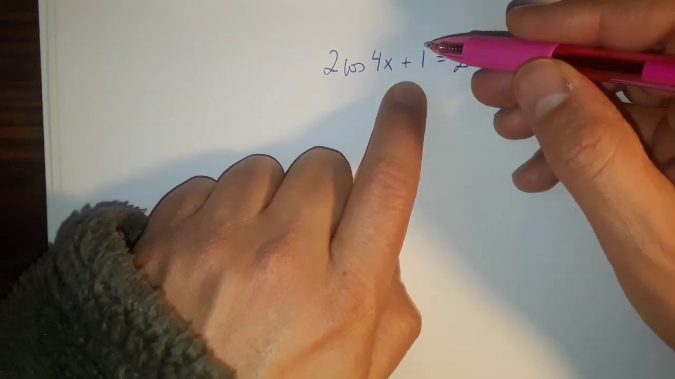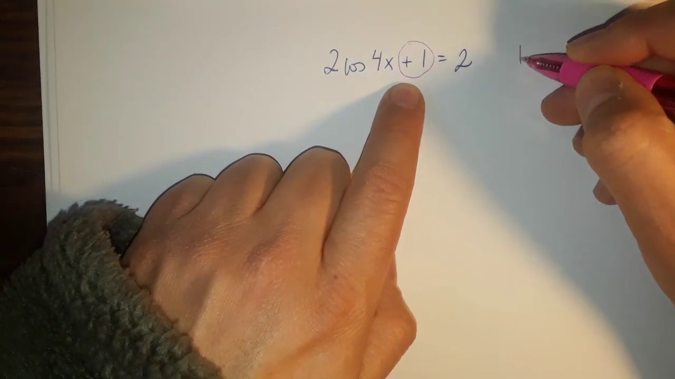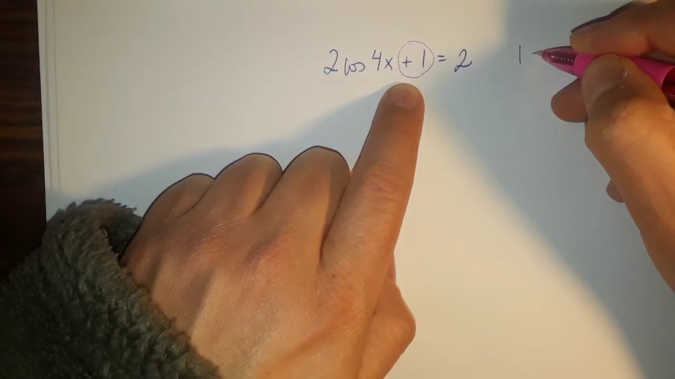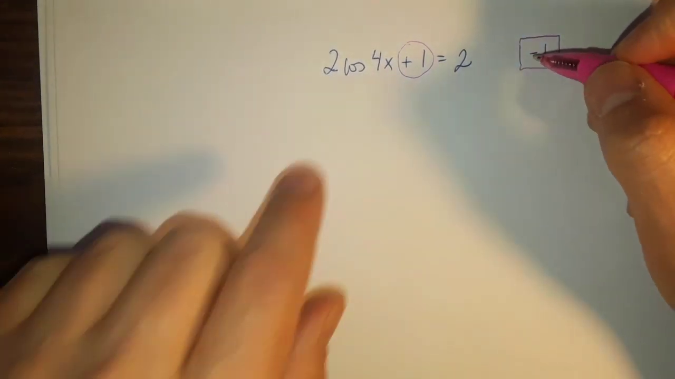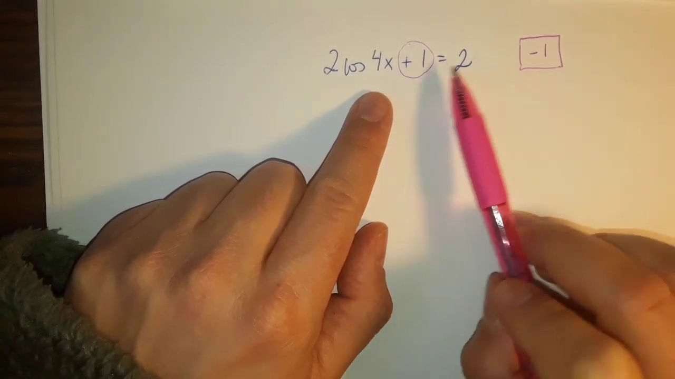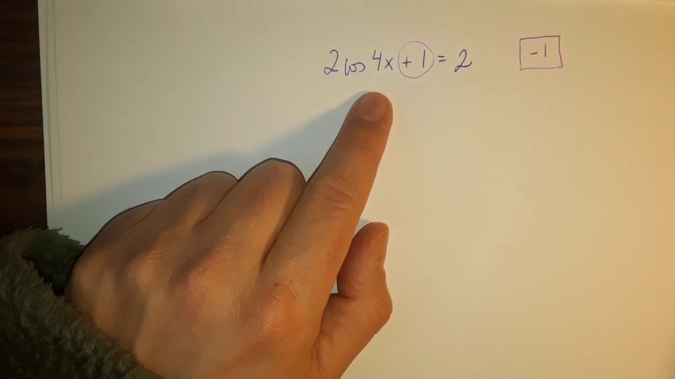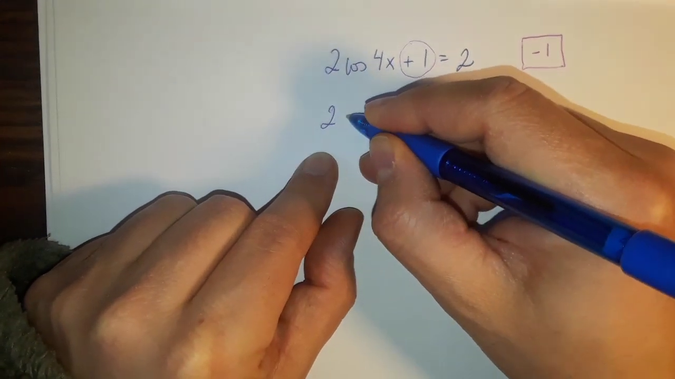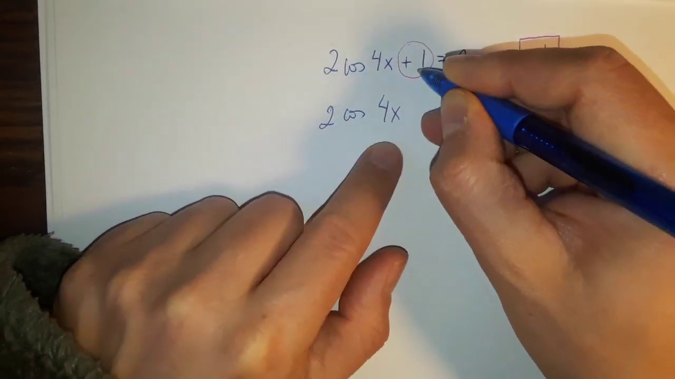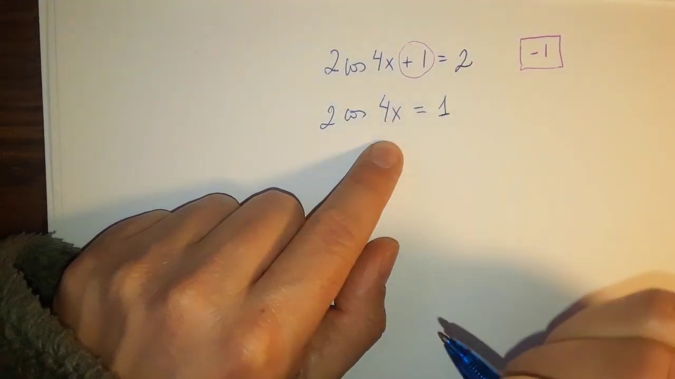So the first thing I want to get rid of is this positive one. So I want to cancel this positive one. I'm going to use a subtracting one both sides, right? So again, when I subtract this, this is going to be 0, right? And I'm going to do 2 minus 1 on the other side. So I'm going to have, and I'm sorry, it's 2 cosine of 4x. The plus 1 is gone, and we're going to have 2 minus 1, which is 1.